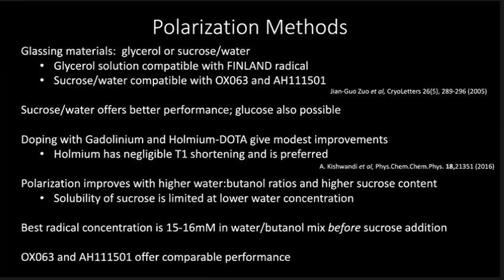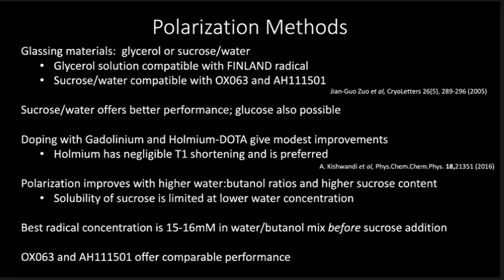Oftentimes you'll see people dope their samples with a little bit of gadolinium. Gadolinium has the effect of shortening the electron T1 in the DNP process and bumping up your polarization. In our case, we don't want to add the gadolinium because we're polarizing large sample volumes, and that gadolinium in our final solution is going to shorten our T1. We don't want that. It turns out that holmium DOTA does a lot of what gadolinium does. Some people helped us cook some of this up. It gives similar improvements in polarization, but it does not shorten the T1.